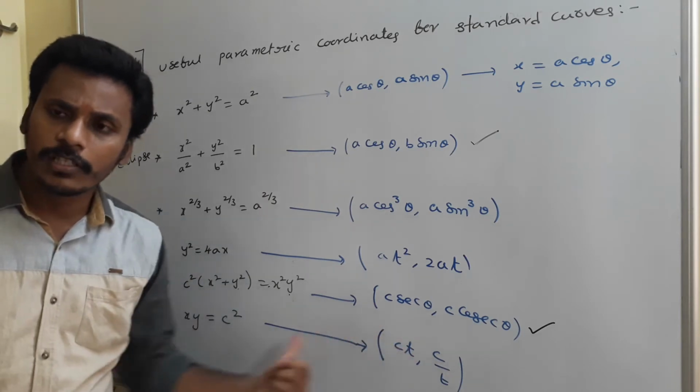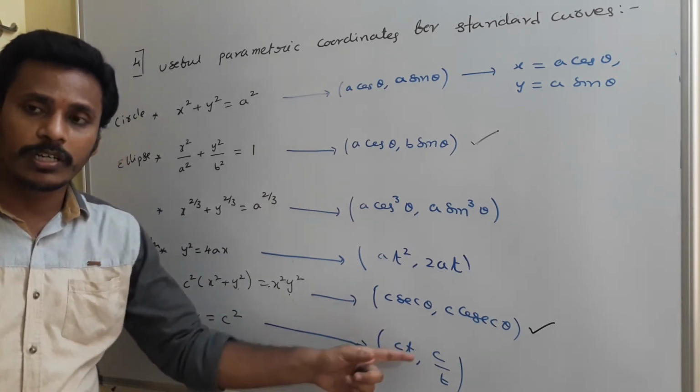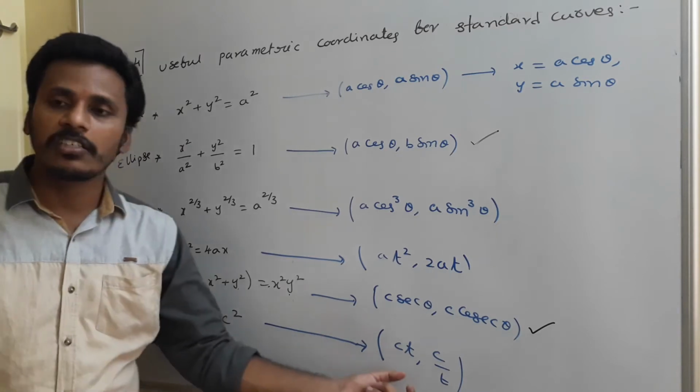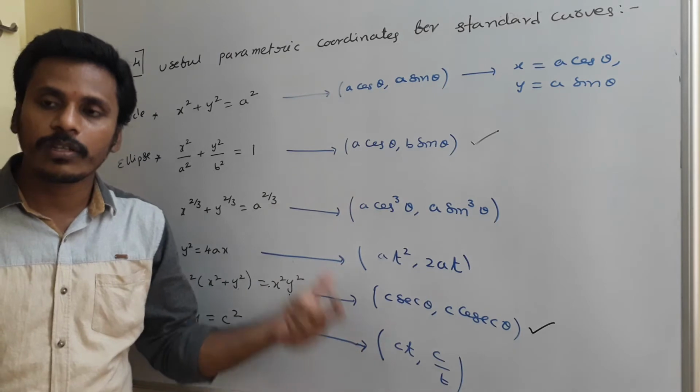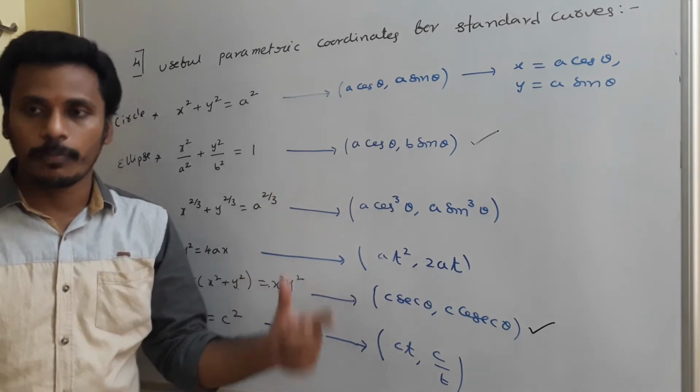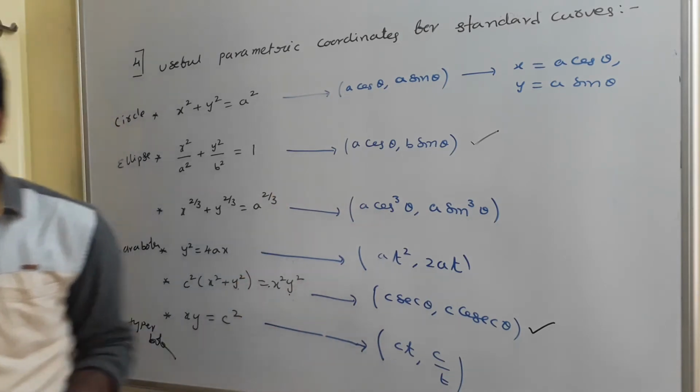Replace x with ct, y with c by t. If you multiply, the product is c square. For sure it satisfies the curve, and so it is the general point on the curve. So these are the general points, which we call parametric coordinates, for the given curves, which are helpful to solve the problems. Have a look, make a note, and I will give you some problems to solve.